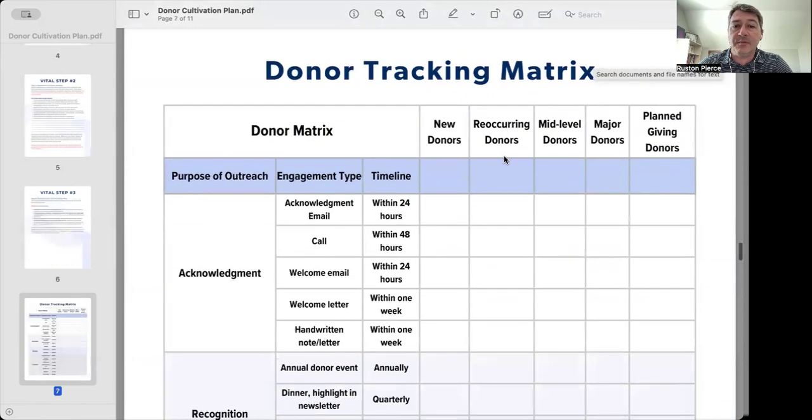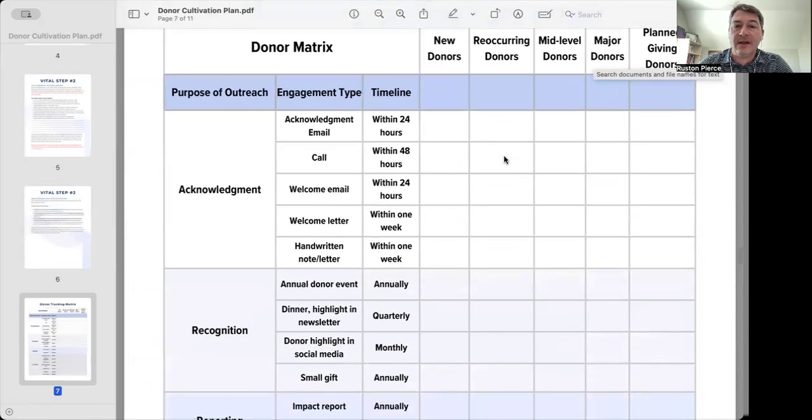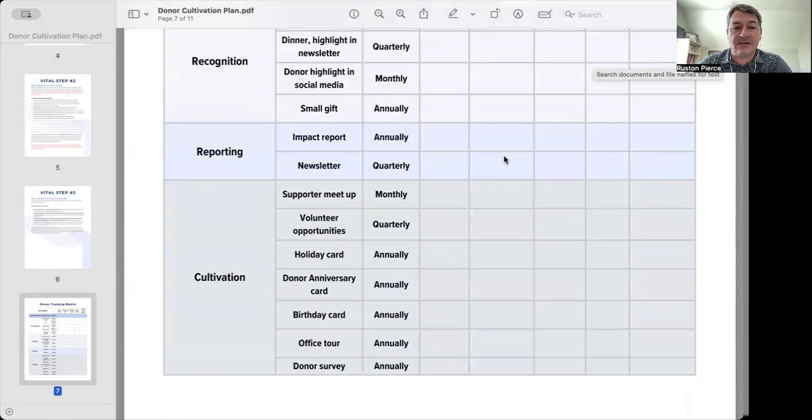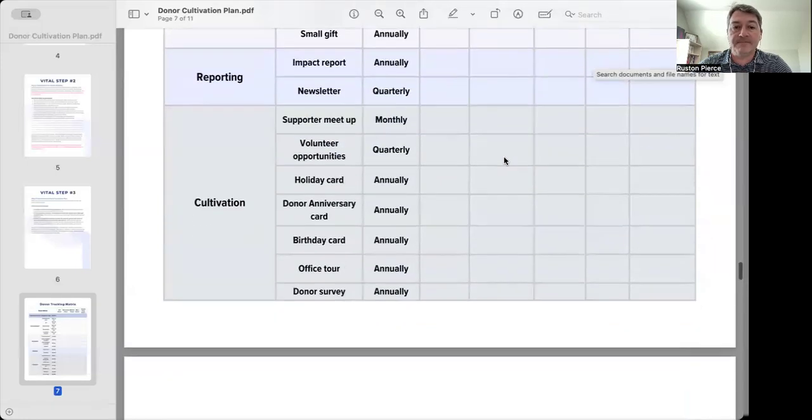In this packet, we've provided a sample tracking matrix. It outlines how often you meet with people, what their segment is. You can do a lot with this matrix, and feel free to take this and tweak it and adjust it to fit your school. But this is included in the packet, and you're more than welcome to use it.